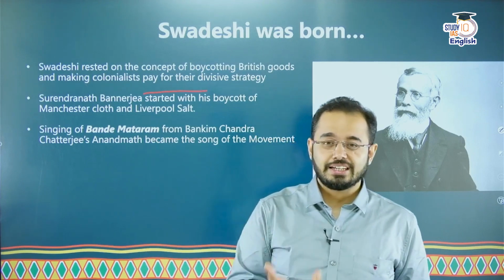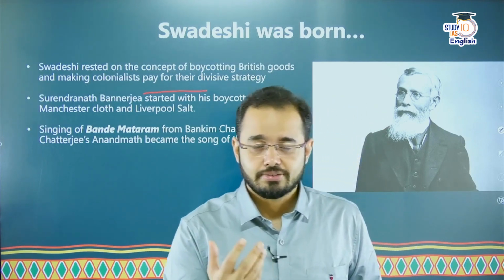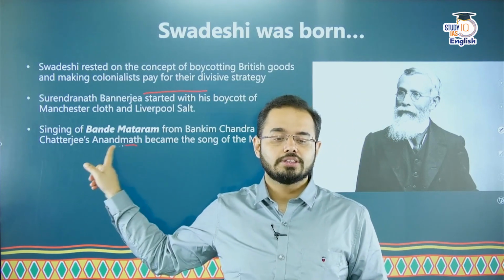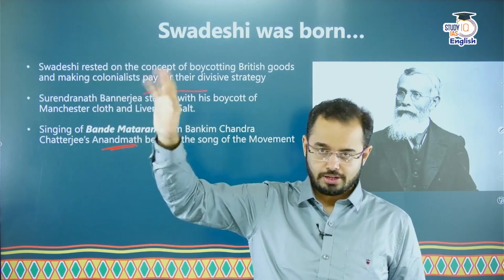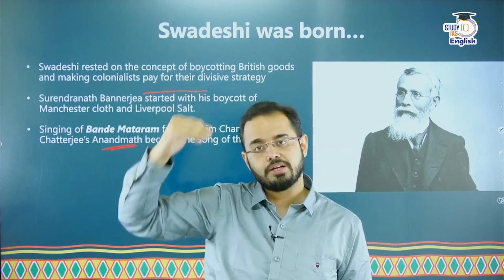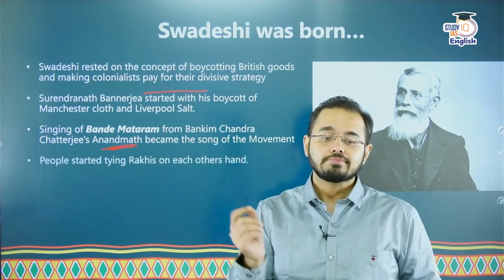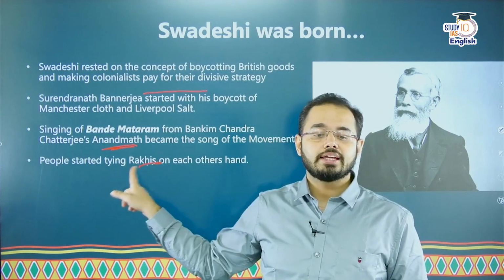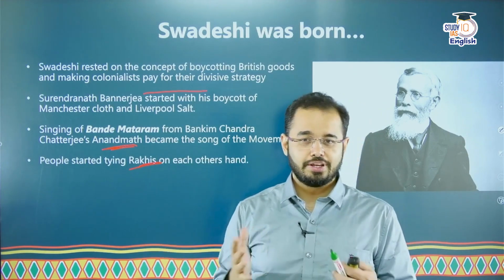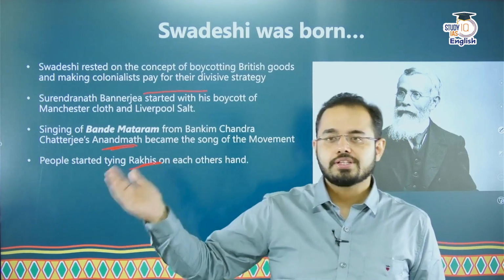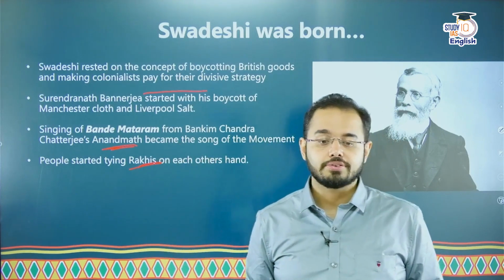Now, Bande Matram was taken from Bankim Chandra Chatterjee's famous novel called Anand Mat. Anand Mat was written on the matters of Sannyasi rebellion. So it was a novel which was written on a previous rebellion, but people started singing Bande Matram. Then people also started tying rakhis on each other's hand. That was a very noble gesture. They wanted to say that people of East and West Bengal are the same. They are not different.